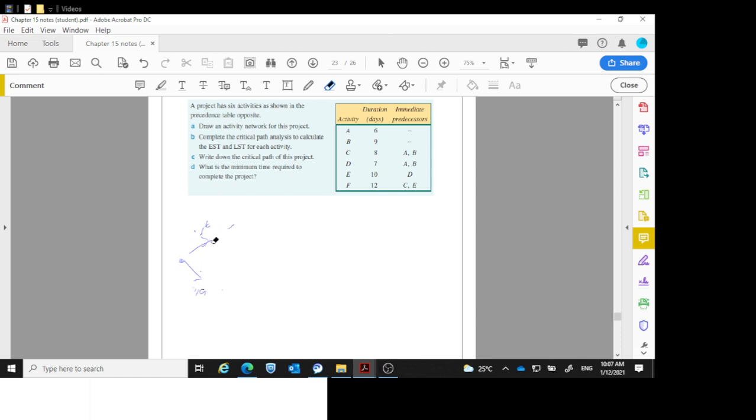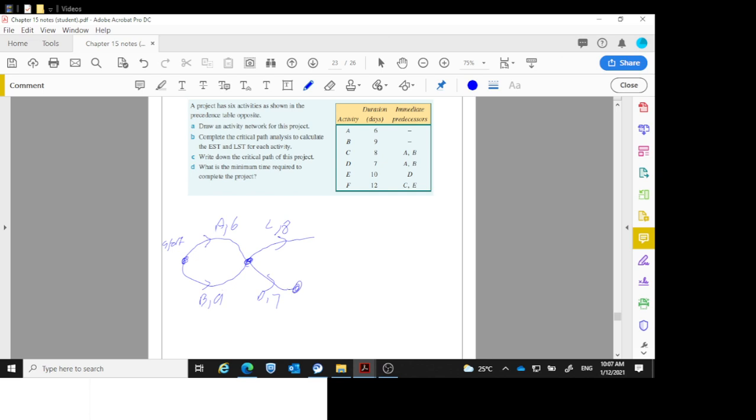I'm not going to use dummy activity because nothing else needs A or B to be before it. So I'm going to start like this. There's my A and there is my B. A is 6, B equals 9. There's the start. Okay, after A and B we need C and D. So C, there's my C, which is 8. There's my D, which is 7.